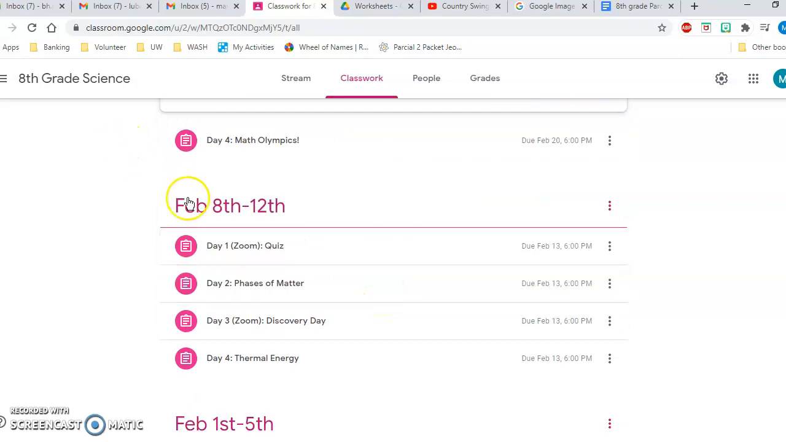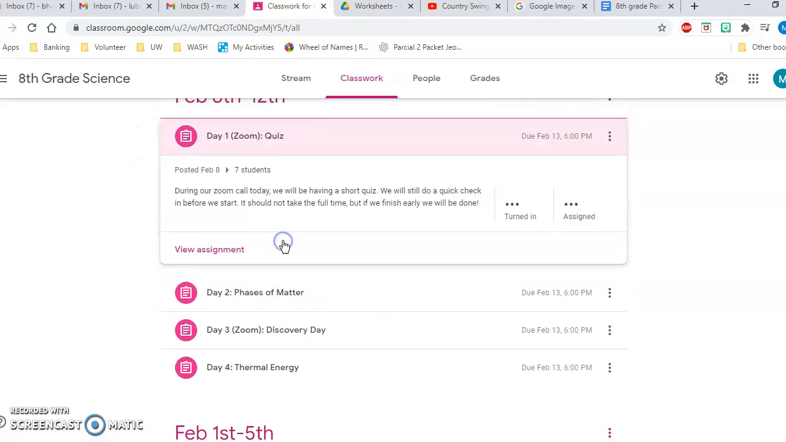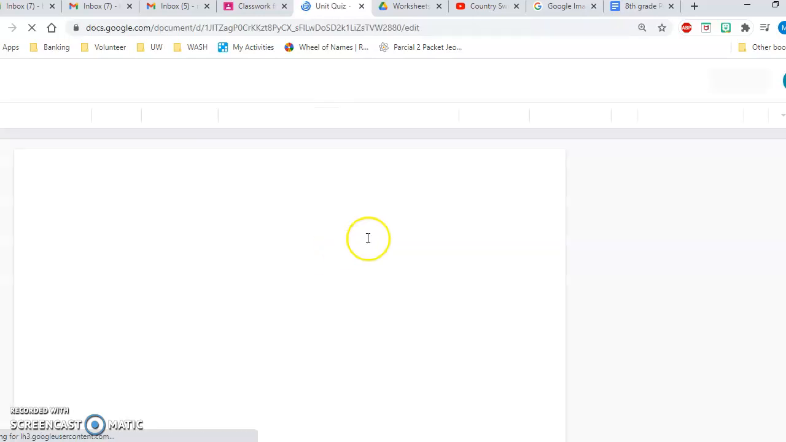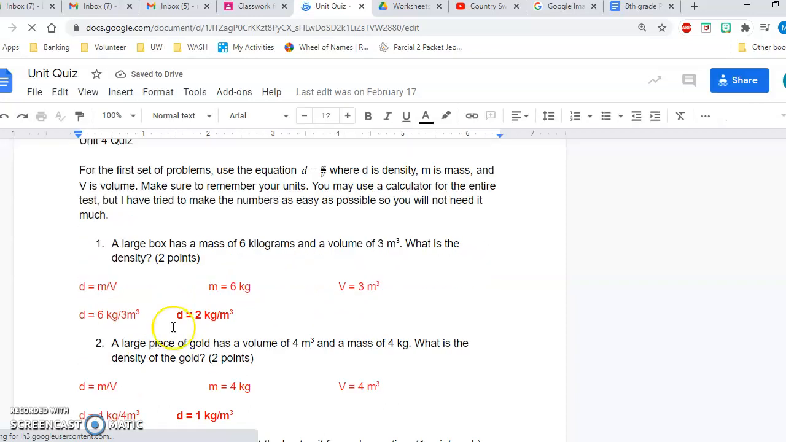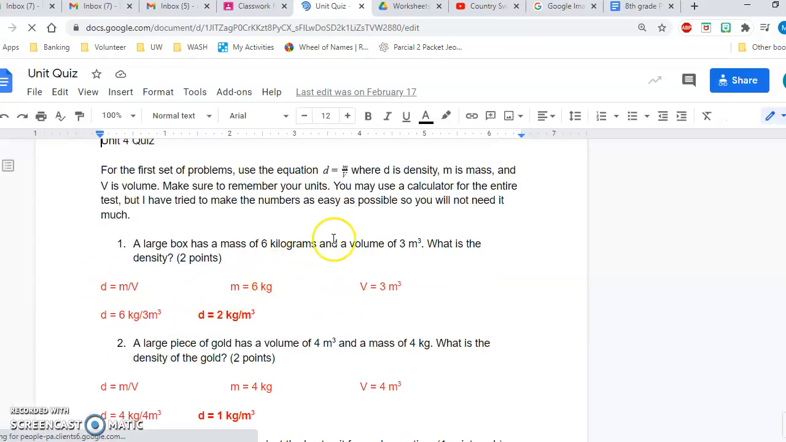If we go back to February 8th and 12th, we took a quiz. Our test is going to look a lot like this. So I have the answer. I made a video even, and I'll show you the video where we did some density equations.